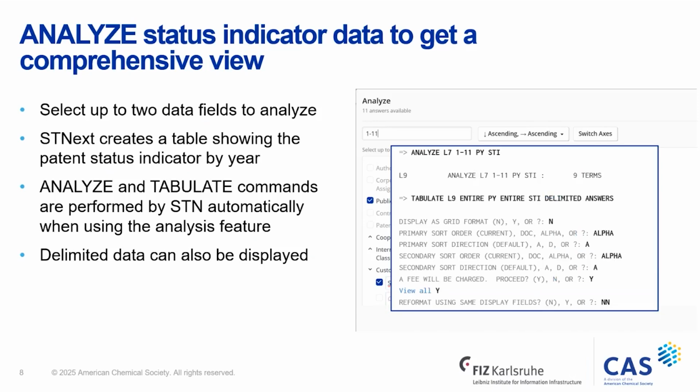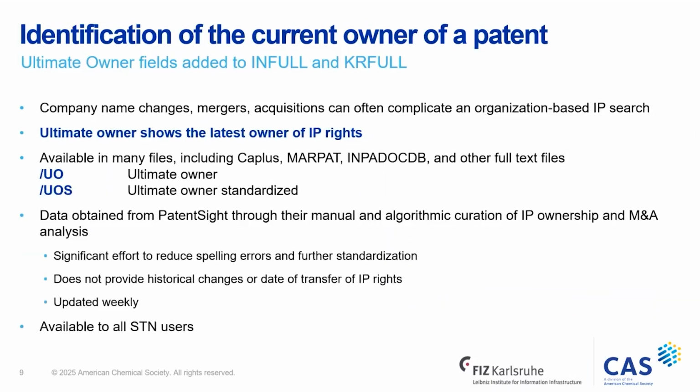It's worth noting that if we don't want to just have the graphic there, we can also display just the delimited data from that. We don't have to display it in graphic format. We can also just get a semicolon delimited list of years with their patent status indicators in there. So if we're exporting that to another analysis file or another visualization program, we're able to do that as well.